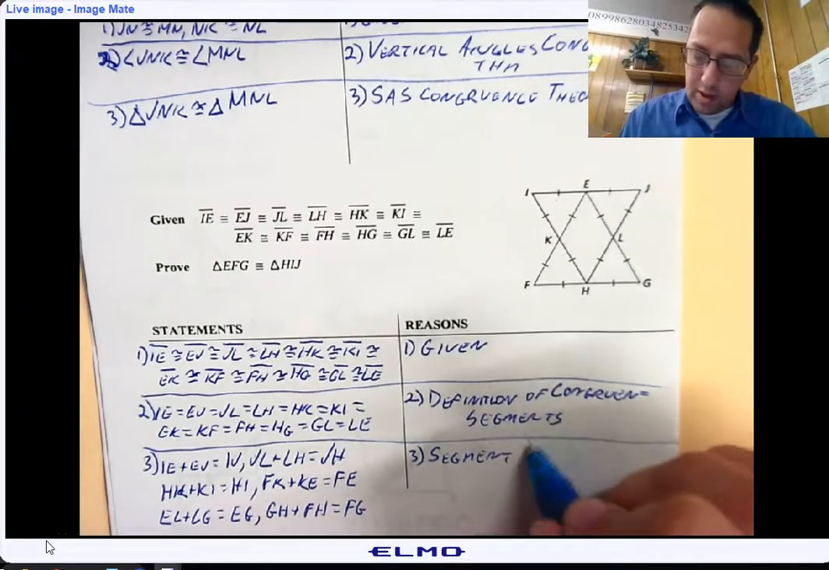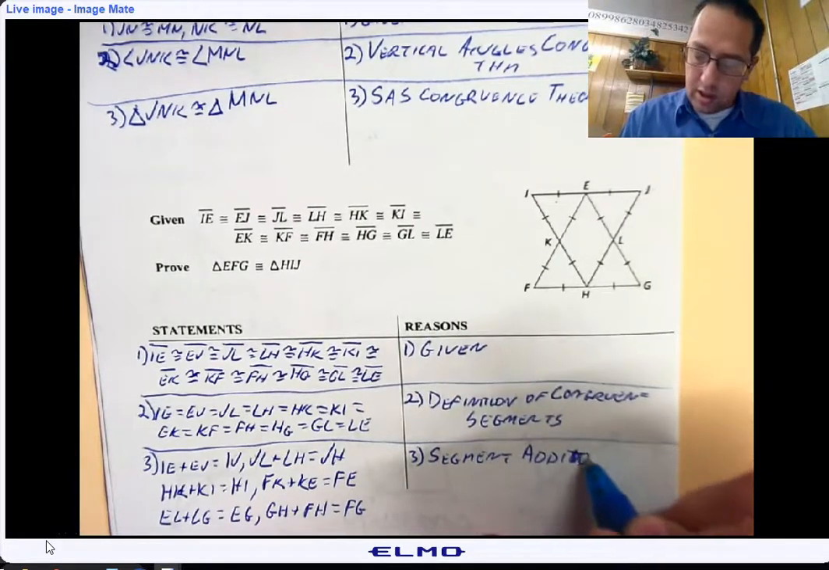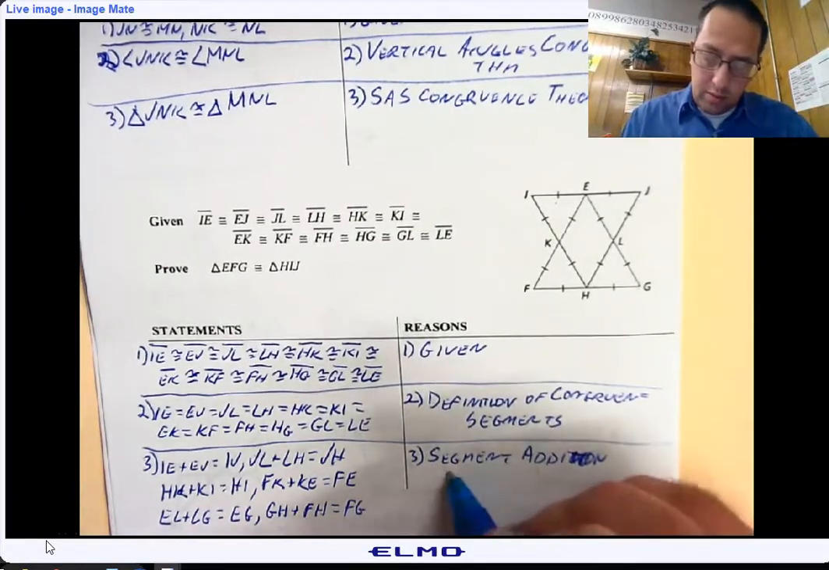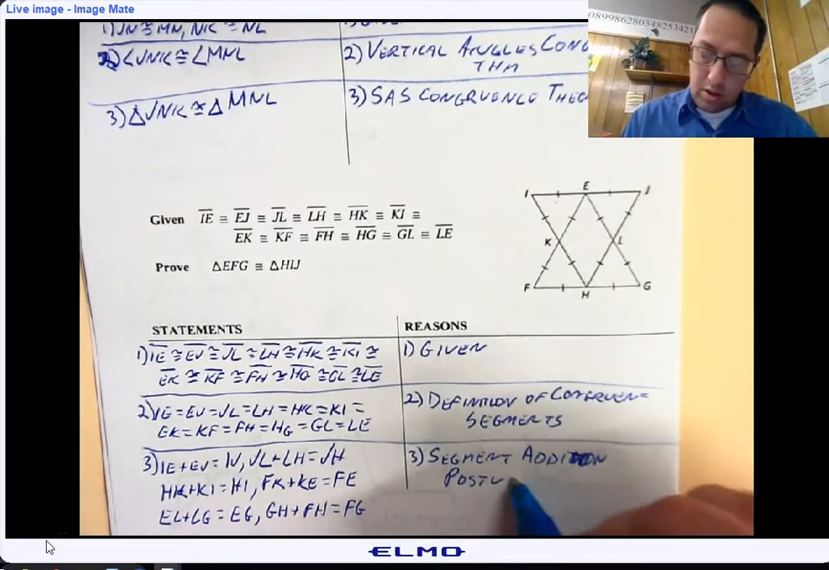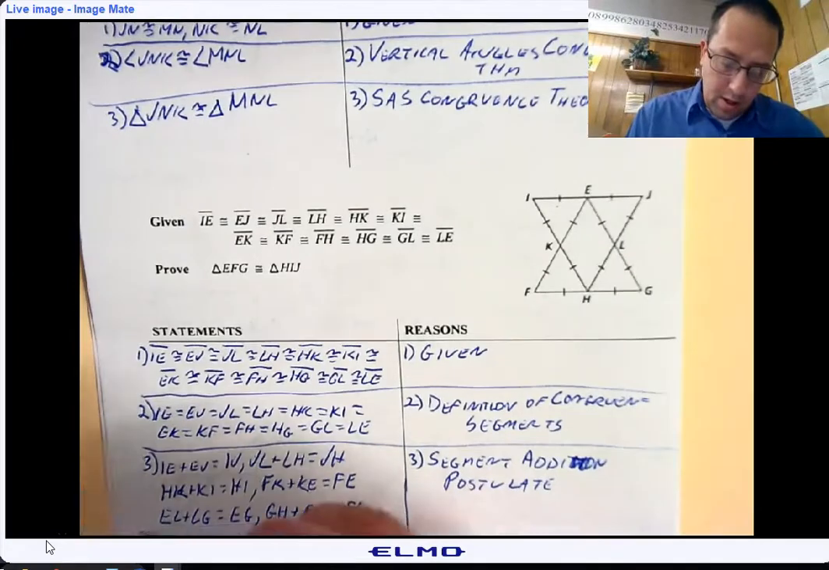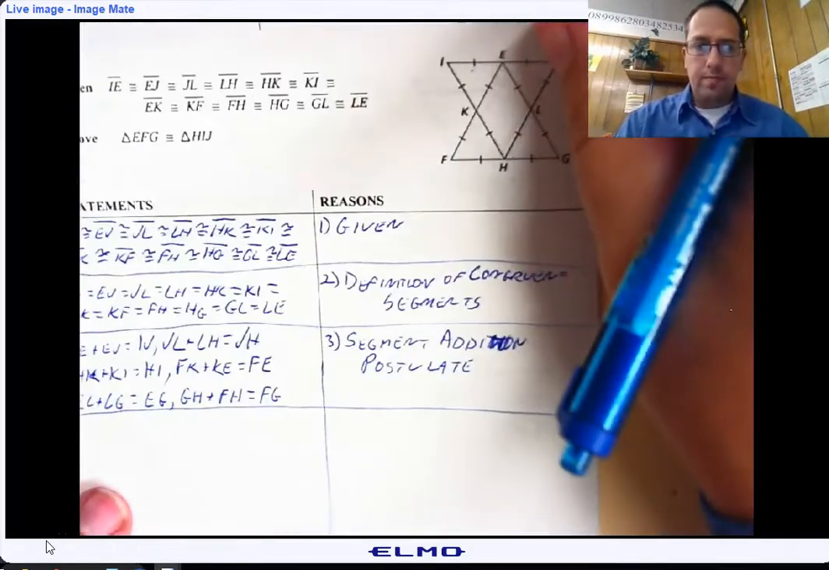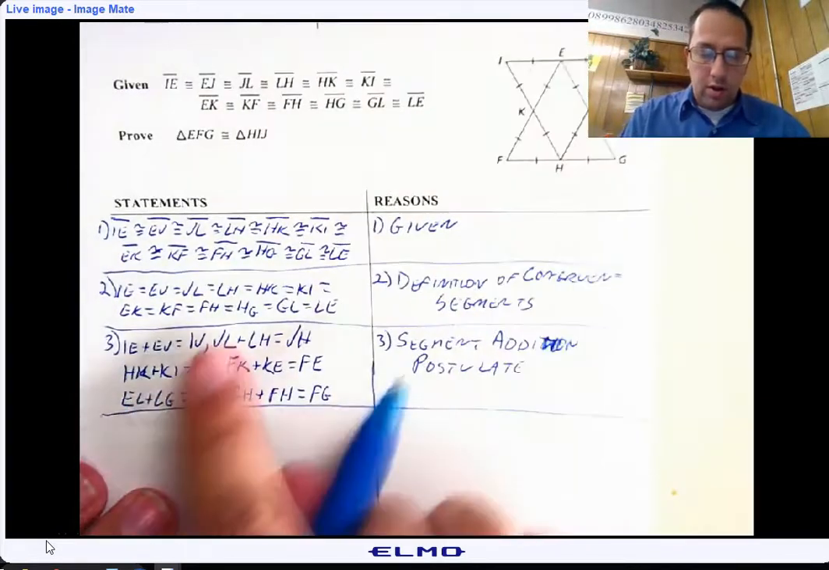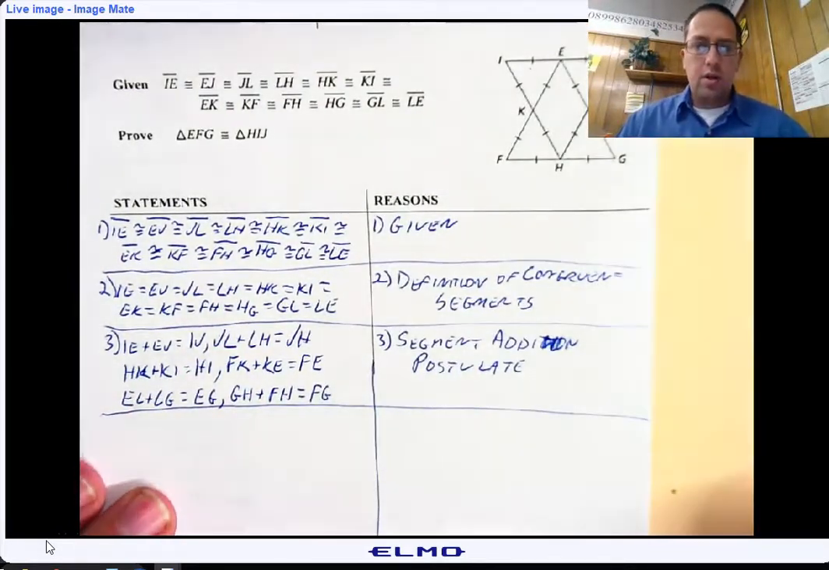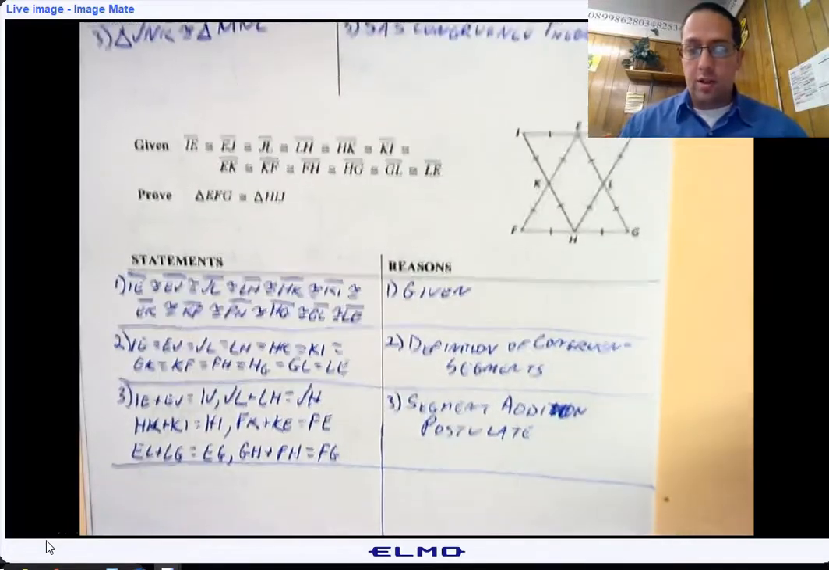Segment addition postulate. Okay. So what can I do with that? Well, I know that all of these segments that I just added up are equal to each other. They all have the same length. And if they all have the same length, that means I can use one in place of the other. I can substitute them all in.